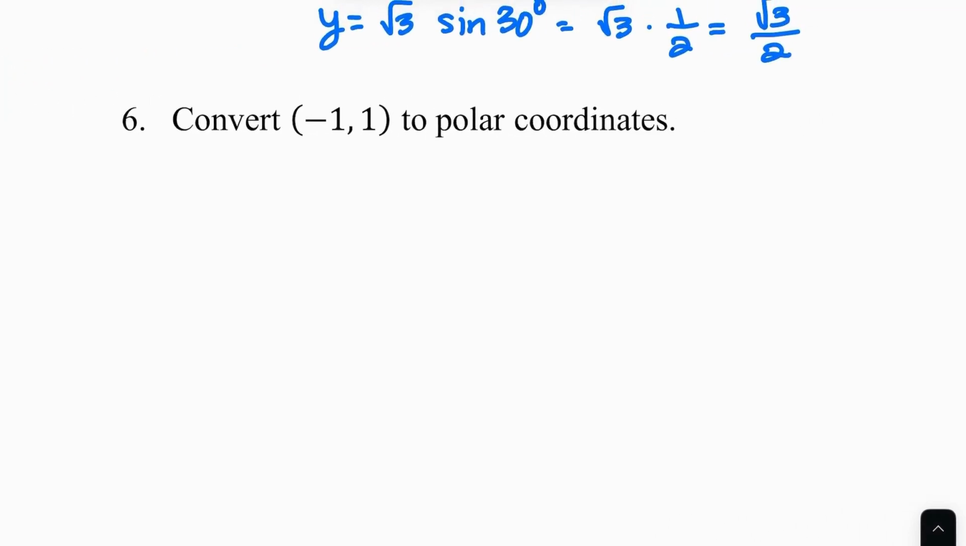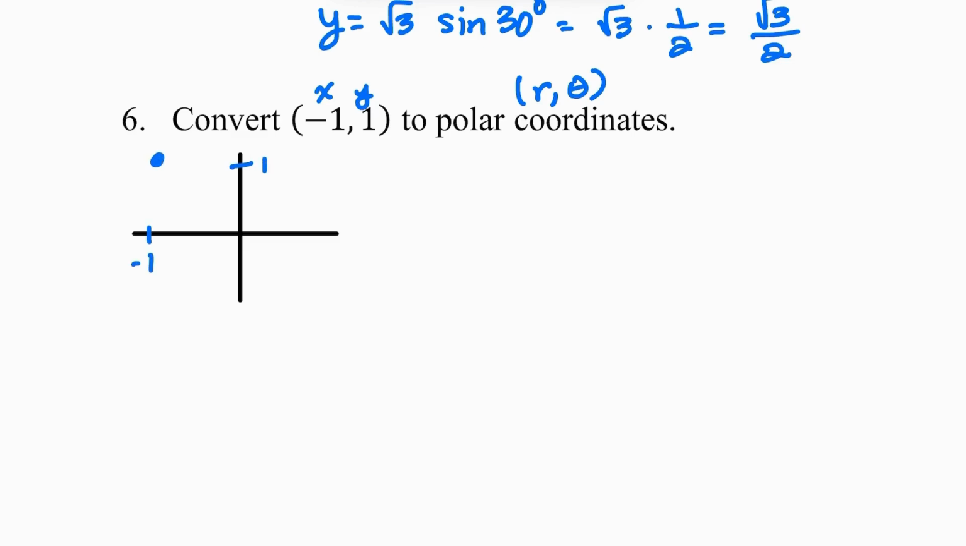What if I ask you to convert this? So again, this is going to be x, y, because we're asking to put this in polar, so this is r and theta. So if I roughly sketch out this point, I'm going to put this point over here. This is -1 and +1.